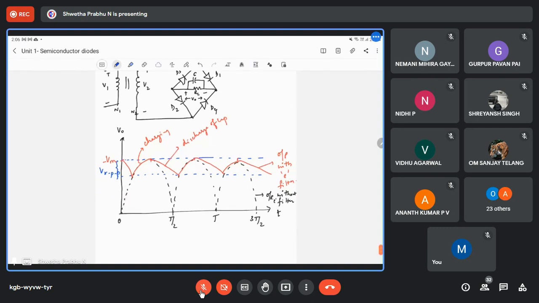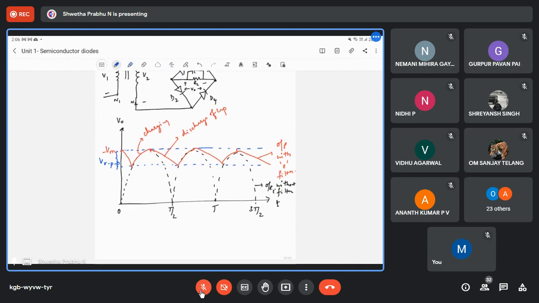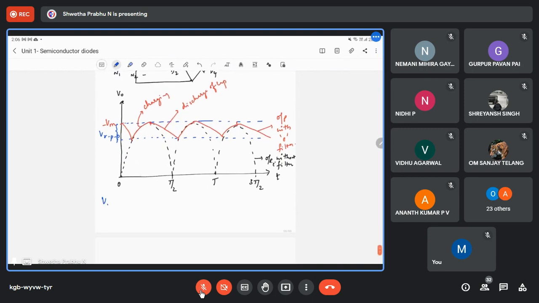So here, VR peak to peak, are you able to see it in the waveform? VR peak to peak represents the peak to peak ripple voltage on the capacitor. Please make a note of all these things, whatever I have written.